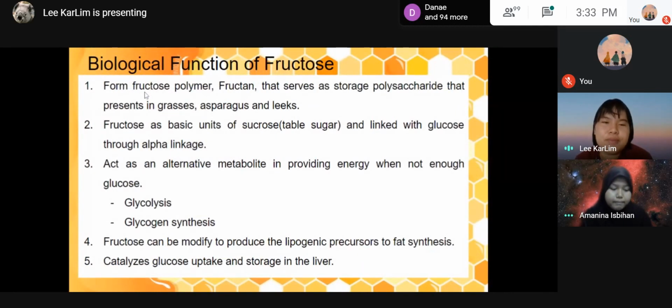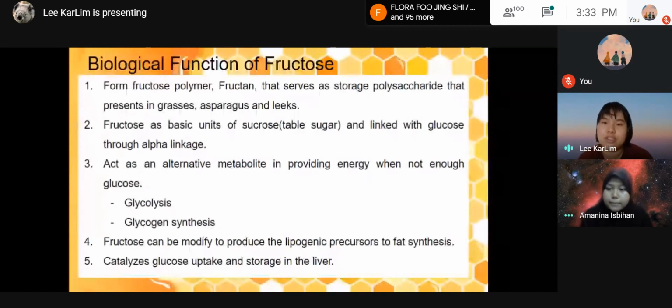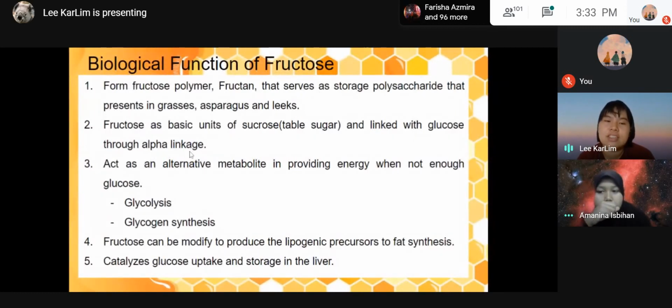Fructose can form a fructose polymer, which is called fructan, which serves as a storage polysaccharide that is present in grass, asparagus, and leeks, and is also present in onion. Fructose is a basic unit of sucrose, which is white sugar, the table sugar we normally eat, and the fructose is linked with glucose through alpha linkage.